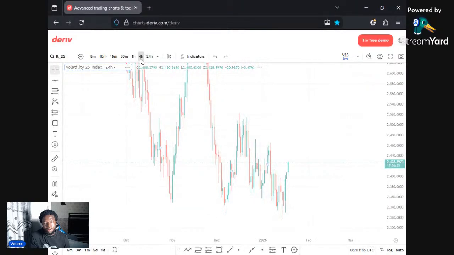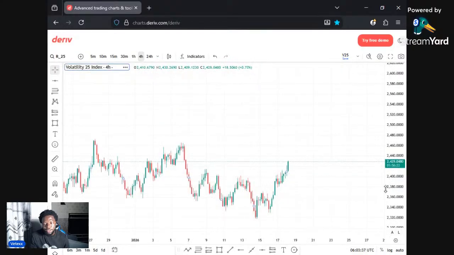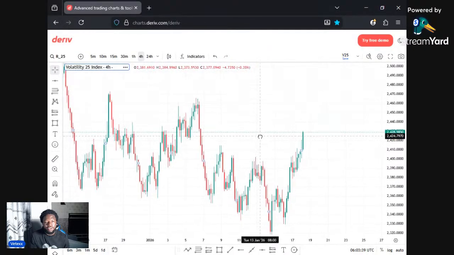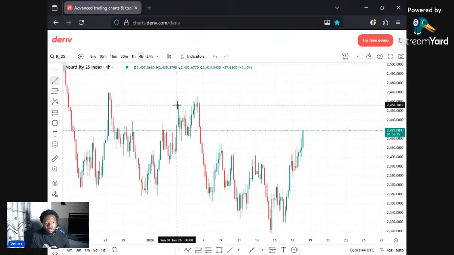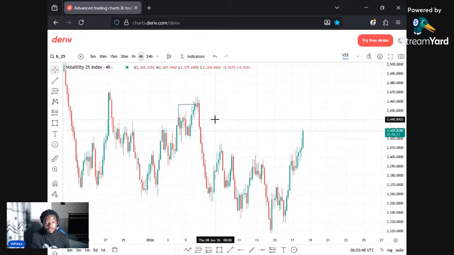So we'll go to the 4-hour time frame and check if price has tapped into any zone. So clearly you can see that we have our sweep of liquidity on the 4-hour time frame here on V25. We have our sweep of liquidity right here.